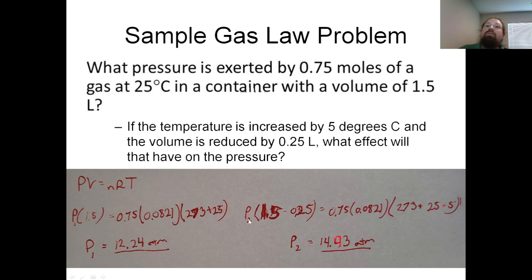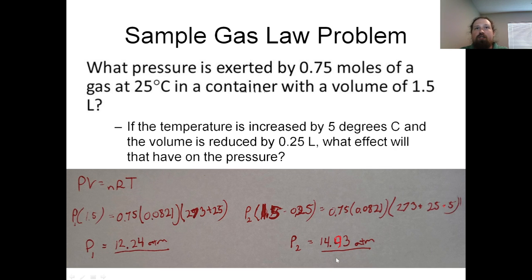So, P times (1.5 minus 0.25) equals 0.75 times 0.0821 times (273 plus 25 plus another 5). That pressure will be equal to 14.93 atmospheres. So it's risen from about 12 and a quarter to about 15.